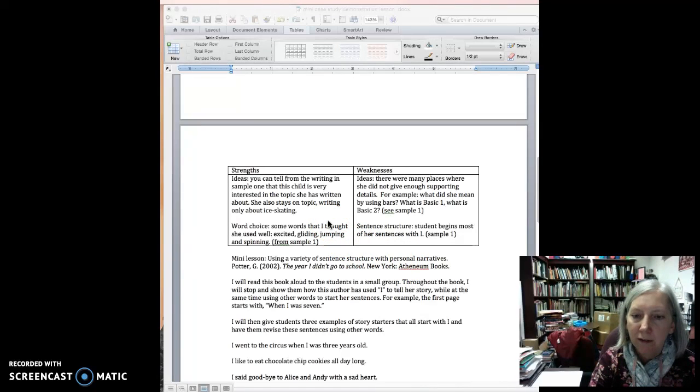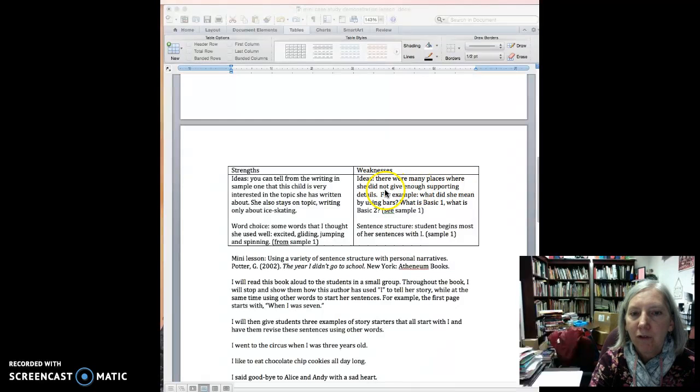So this is not everything that I could get out of this piece of writing, but just to show you what it is that I'm looking for. Under strengths, I said ideas. You can tell from the writing in sample 1 that this child is very interested in the topic she has written about. She also stays on topic, writing only about ice skating, and that's one of the things that we look for in ideas. And yet over here, I've said ideas as a weakness. So you may find that they do some things well and some things not so well.